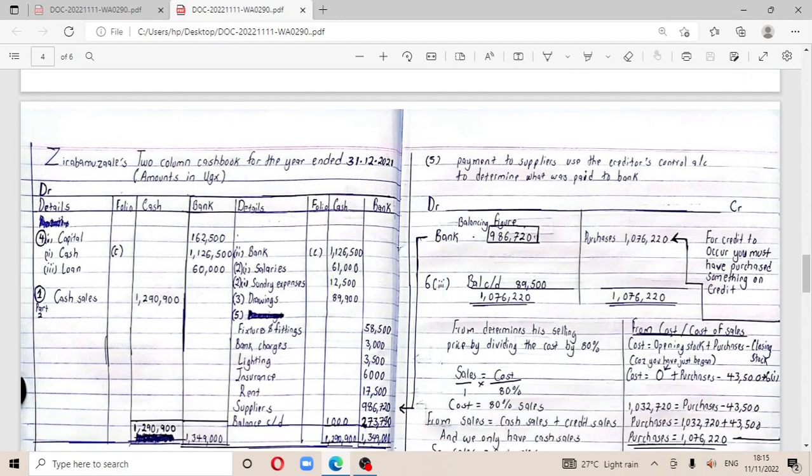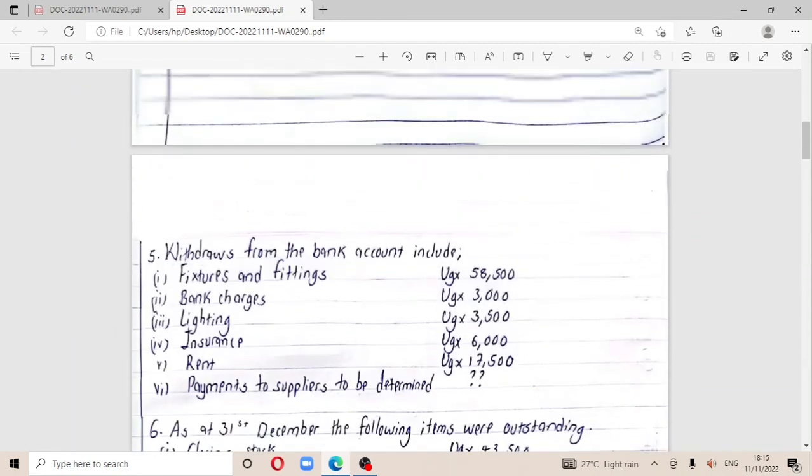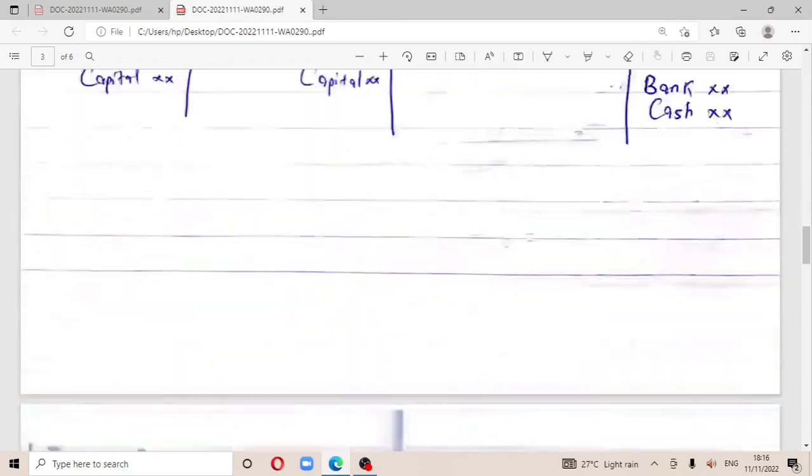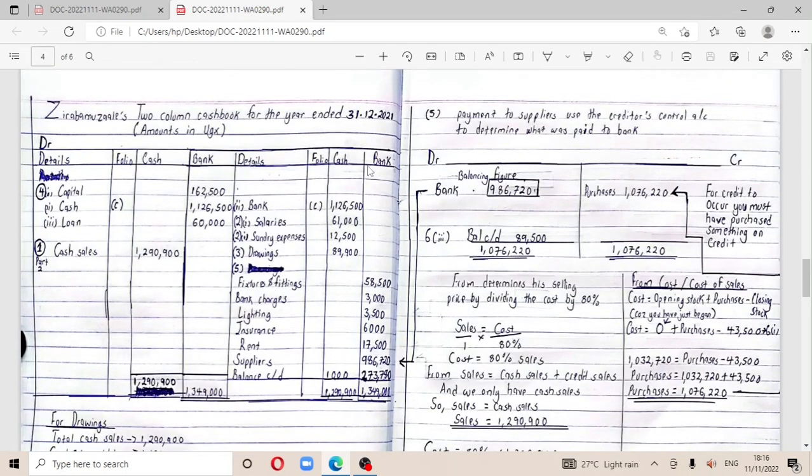So moving on to note number 2, it talks about the payments during the year made out of cash sales. It means my cash is going to be reducing by salaries of this amount and by sundry cash payments of this amount. So on the cash book, I put my salaries and also sundry payments, and they're reducing my cash. And this is what I have done.